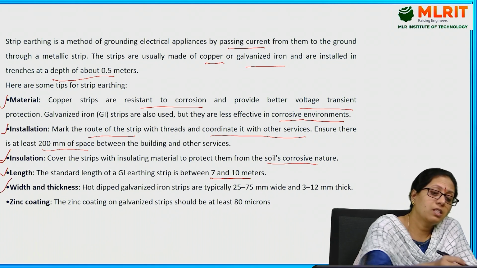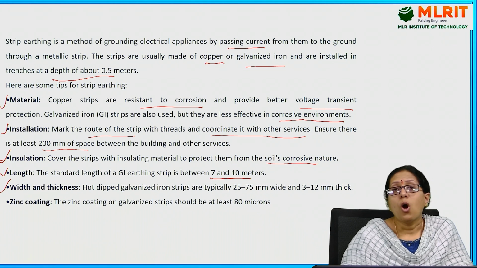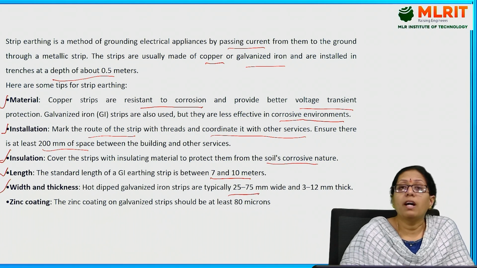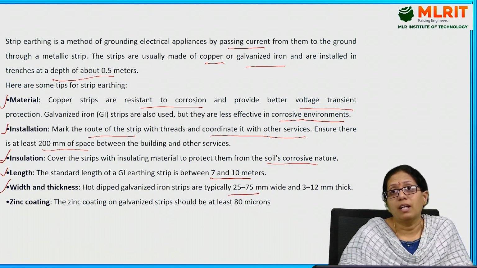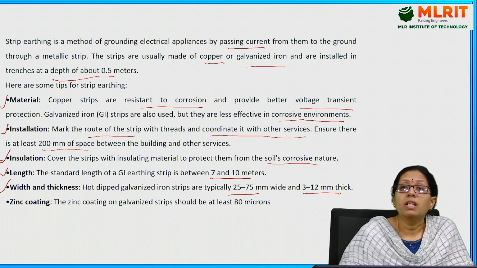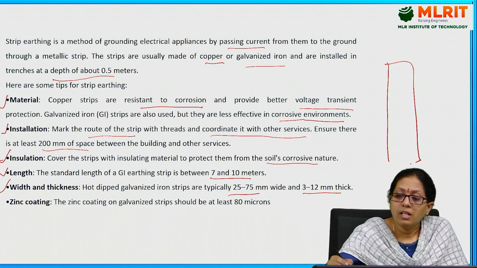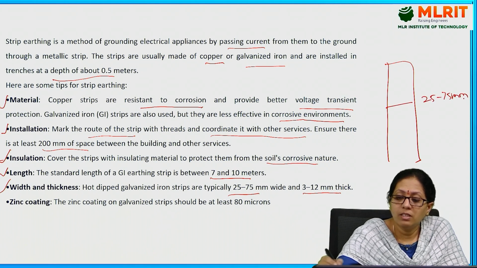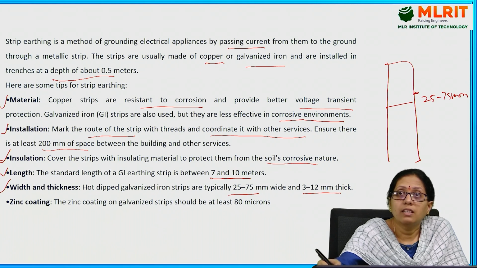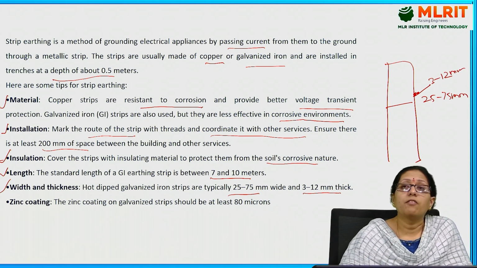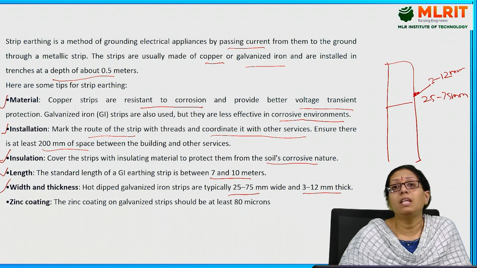The next one is width and thickness. Hot dipped galvanized iron strips are typically 25 to 75 mm wide and 3 to 12 mm thick. Means the strip will be in this manner, where the width is 25 to 75 mm, and the thickness of this material is around 3 to 12 mm. Okay, the minimum width is 25 mm and the minimum thickness is 3 mm.